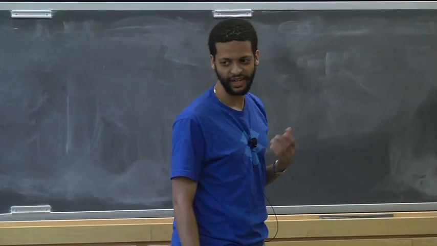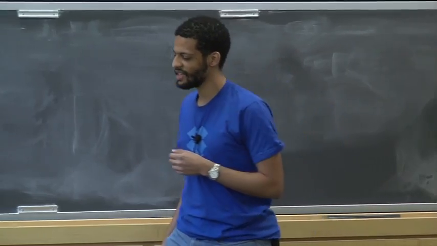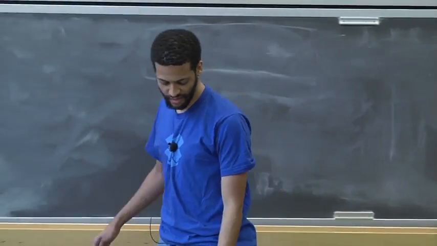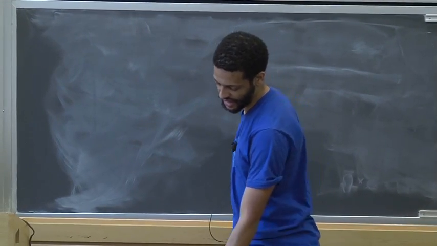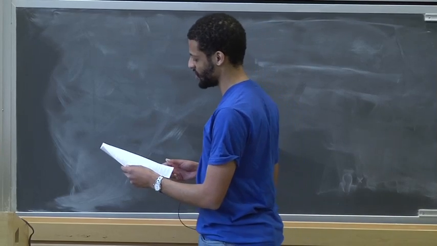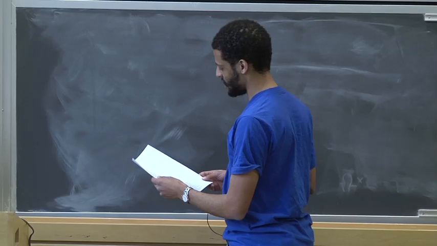So I want to do something better. And the question is, how can we do something better? The way we're going to do something better is we're going to allow for some additive error in the competitive ratio as well.